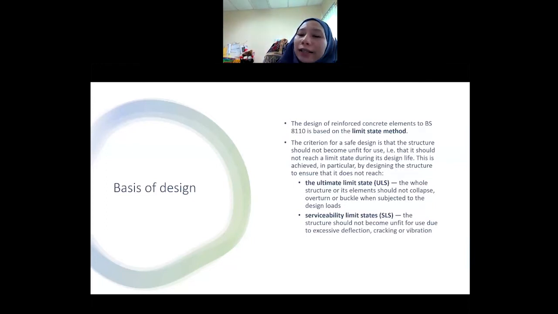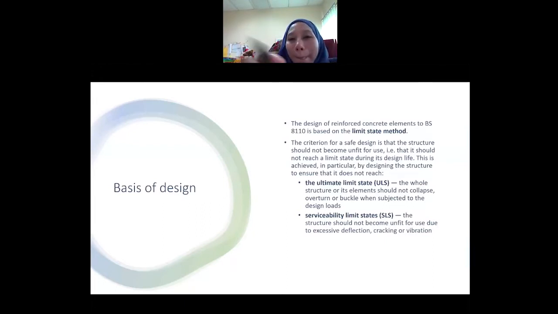Okay. And the second one is serviceability limit state. Okay, the structure should not become unfit for use due to excessive deflection, cracking or vibration. Okay, kalau you compare ULS and SLS, you see that ULS ni lebih critical. Maksudnya sebab kalau you tengok collapse. Okay, overturn. Maksudnya bangunan tu terus runtuh, bangunan tu terus berpusing, berputar ataupun buckling. Okay, we don't want, you know, buckling.